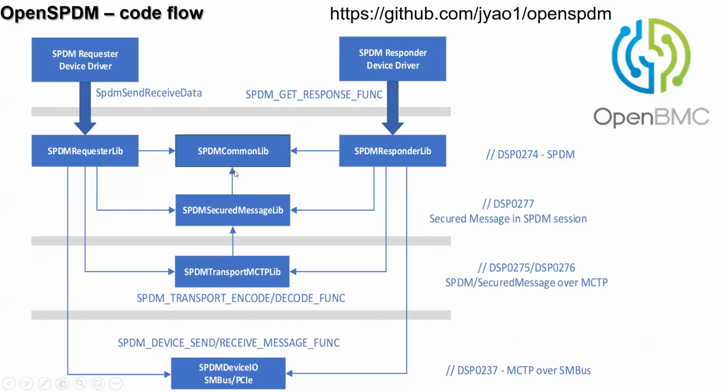So the common library is a kind of integration library for the layers below, integrating into the transport layer and establishing a session. The common library will do that, and it will be used by both the requester and responder libraries. It will typically have integration to the secure library or transport library, and also utility functions for the responder and requester libraries.